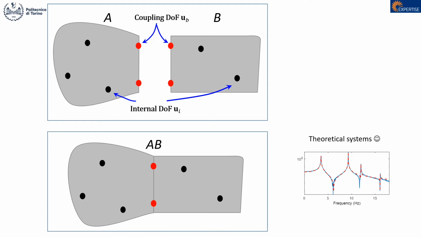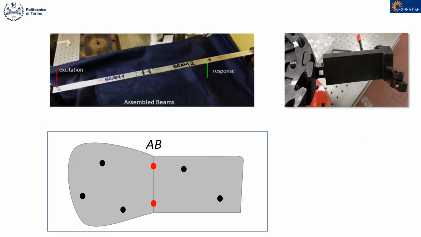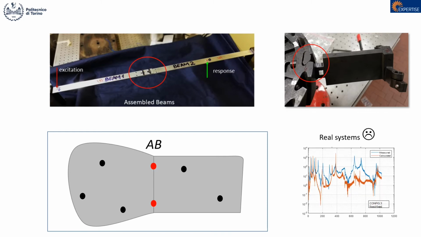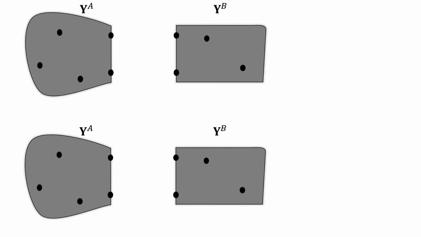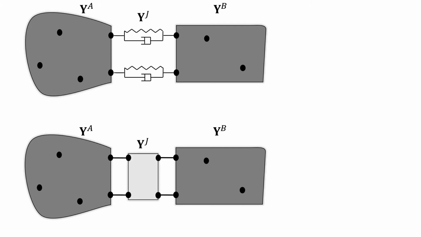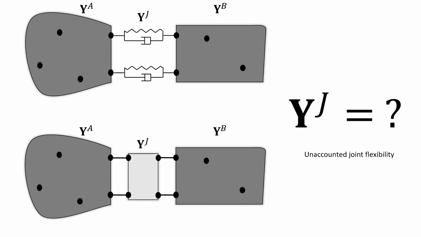Are the two results comparable? Theoretically, yes. But practically, for real systems, no. Why? Because of some finite flexibility between the two interfaces that was not accounted for. And the joint flexibility is something we want to identify. So the first question is, how do we do that?